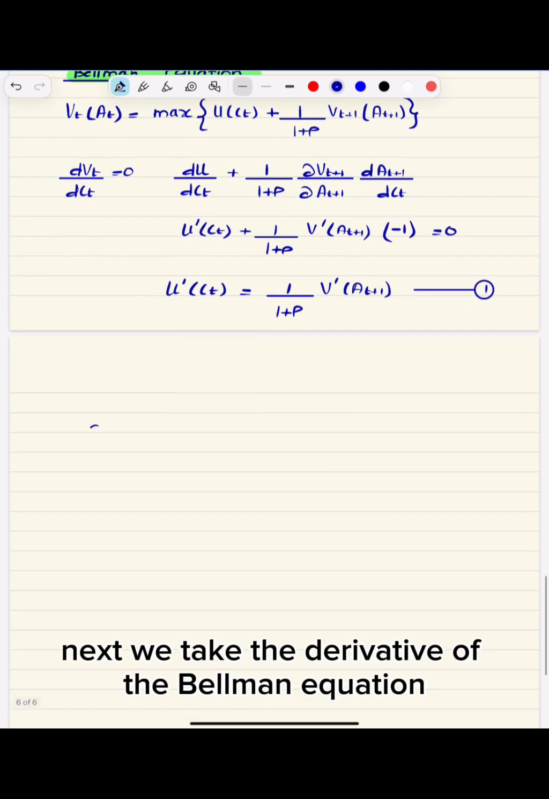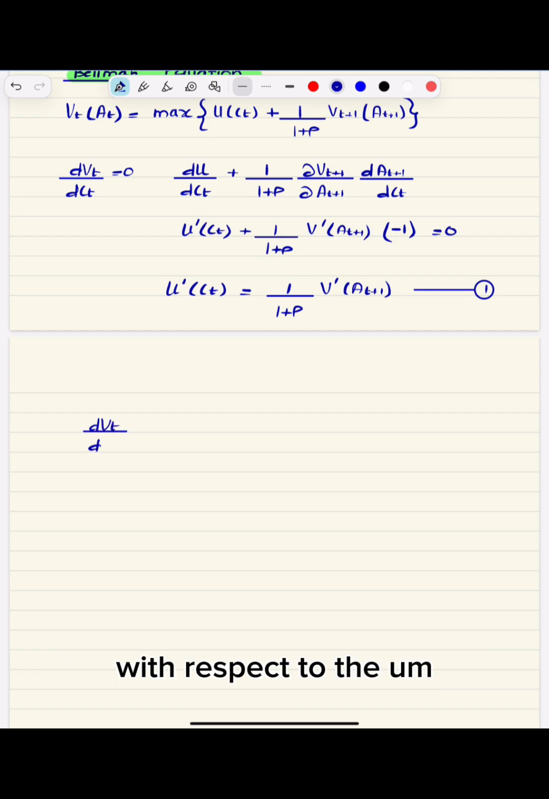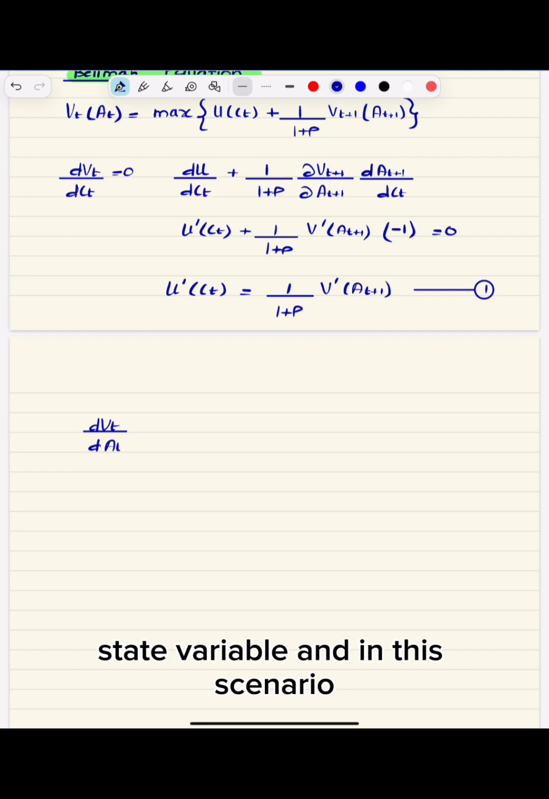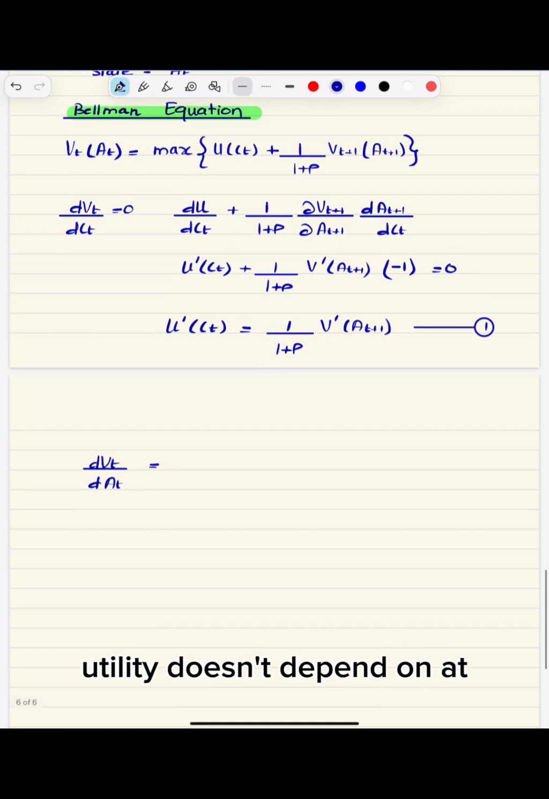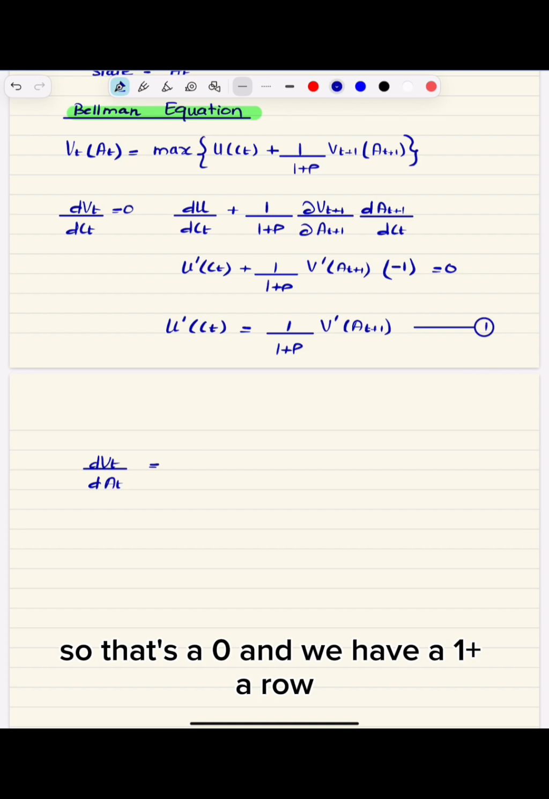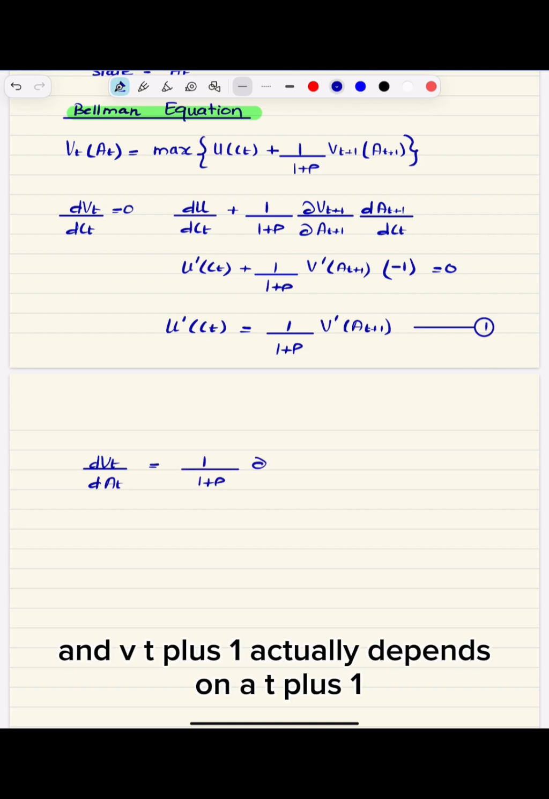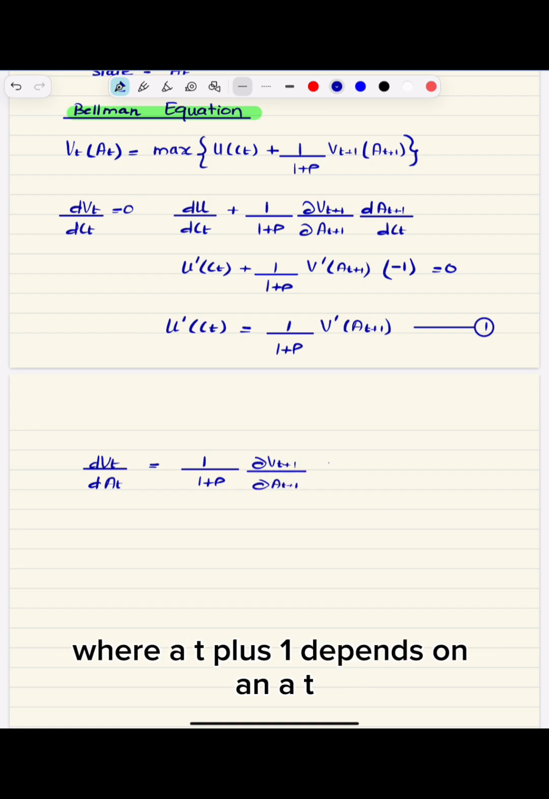Next, we take the derivative of the Bellman equation with respect to the state variable. And in this scenario, utility doesn't depend on a_t, so that's a 0. And we have a 1 plus rho. And V_{t+1} actually depends on a_{t+1}, where a_{t+1} depends on a_t.